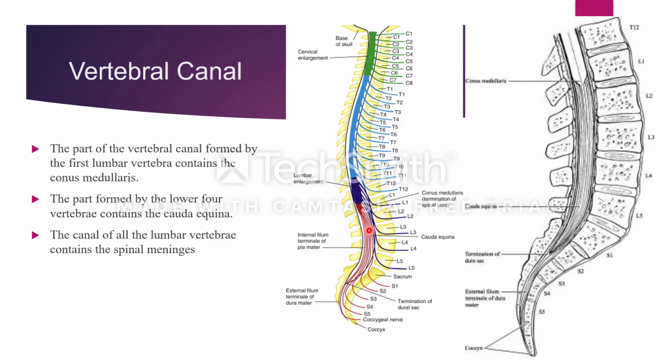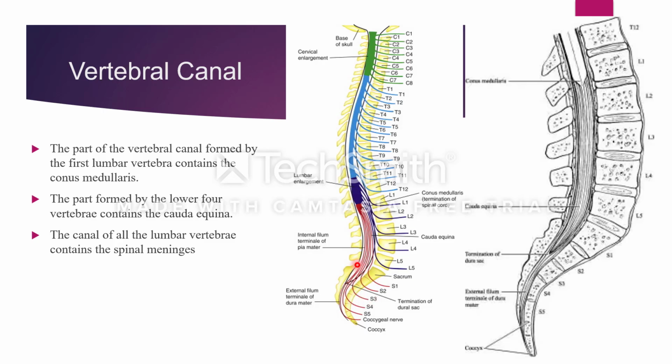Okay, here there will be pia mater also, and there will be dura mater also. See here, there will be the external filum terminale of the dura mater, then there is the internal filum terminale of the pia mater, and there is the cauda equina. Okay, what is filum terminale? Filum terminale is made of fibers which are ending. They form the end of the spinal cord.